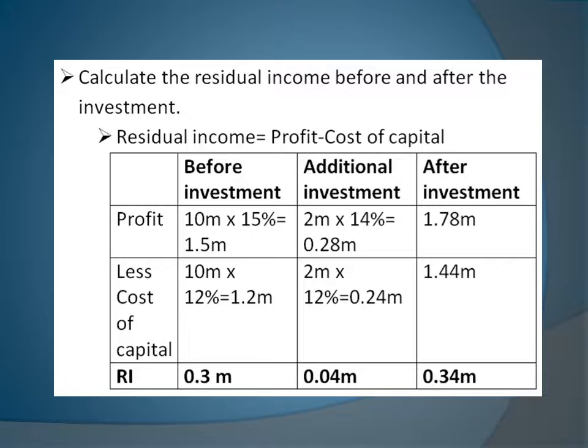After the investment we'll have a total of both of them. From that, when you deduct the cost of capital, which is 12% of the investment, you get the residual income, which is 0.3 million for the situation before the investment, 0.04 million in the case of the additional investment, and 0.34 million after the investment.